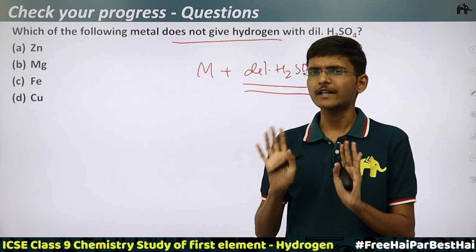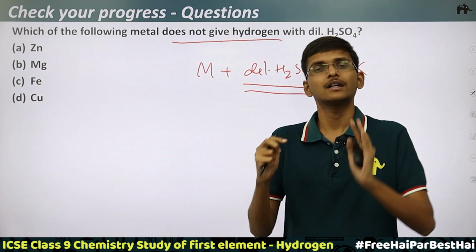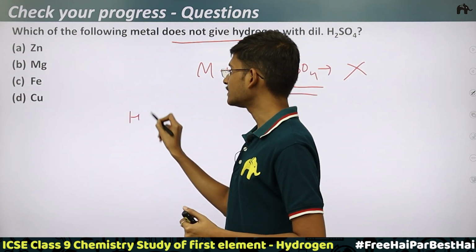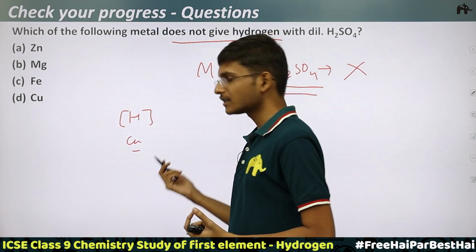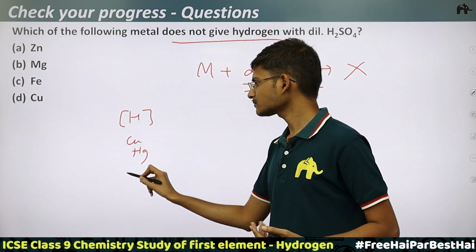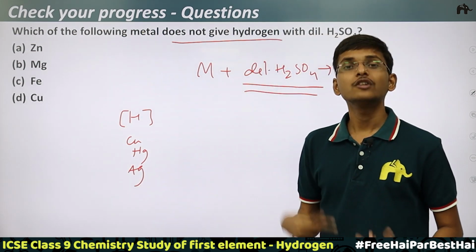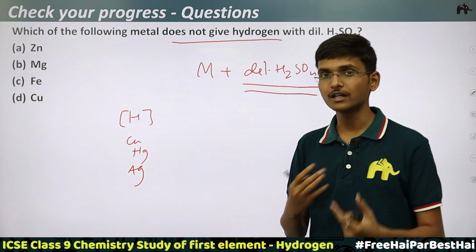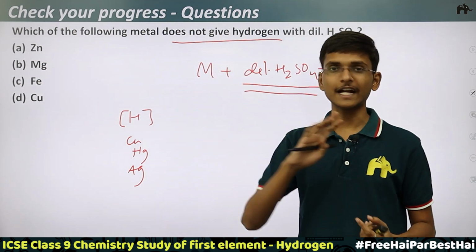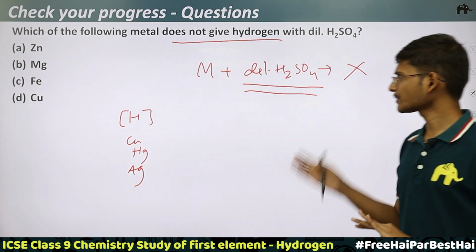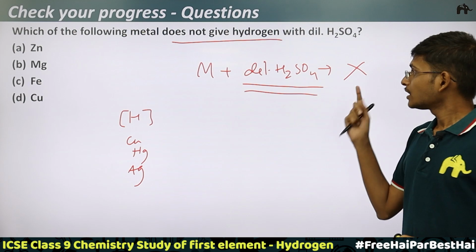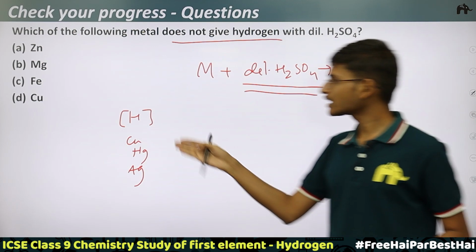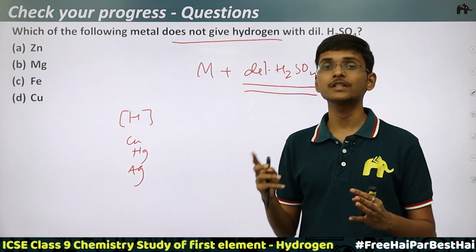I hope you would have answered it right. If you paused and resumed back, you would have answered it right, thinking that those metals which are below hydrogen in the activity series, like copper, mercury, silver, gold, won't react with dilute sulfuric acid, because we have learned the metals above hydrogen in the activity series would react with dilute sulfuric acid, resulting in the formation of metal sulfates and hydrogen gas. Now the metals which won't react with dilute sulfuric acid are those which are below hydrogen in the activity series.